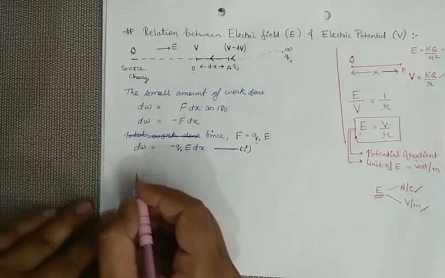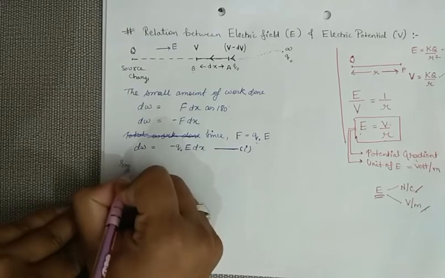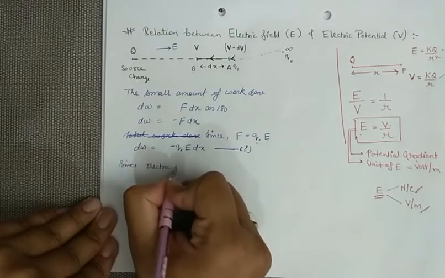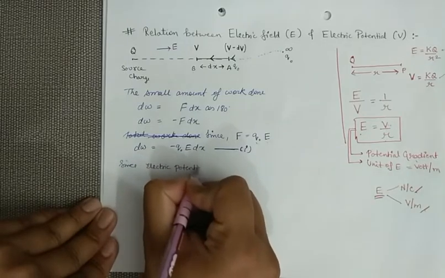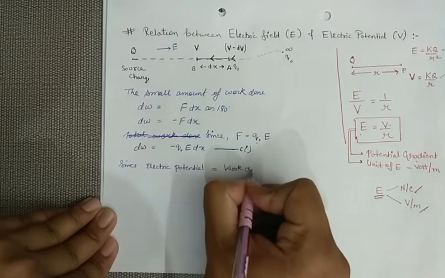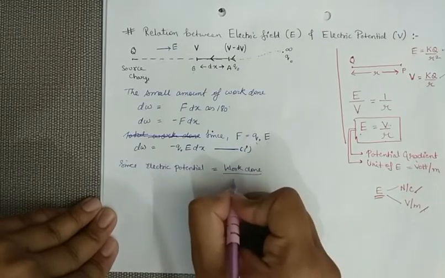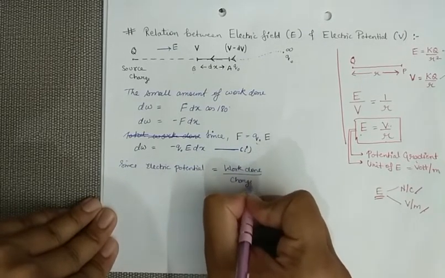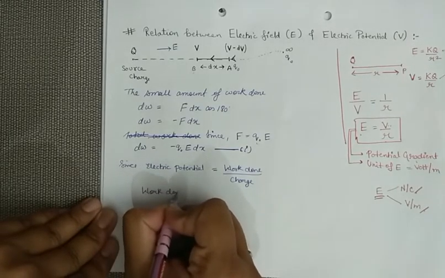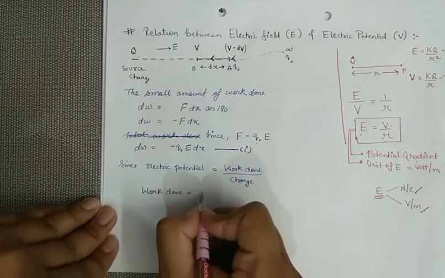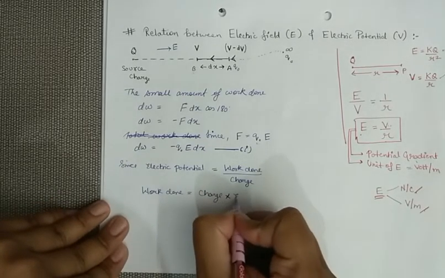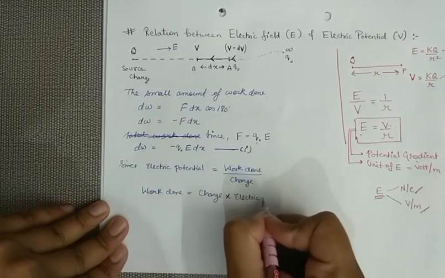So let's move into the second concept. Since we have defined, electric potential is basically defined as work done upon charge. So from this concept, work done can be defined as charge into electric potential.